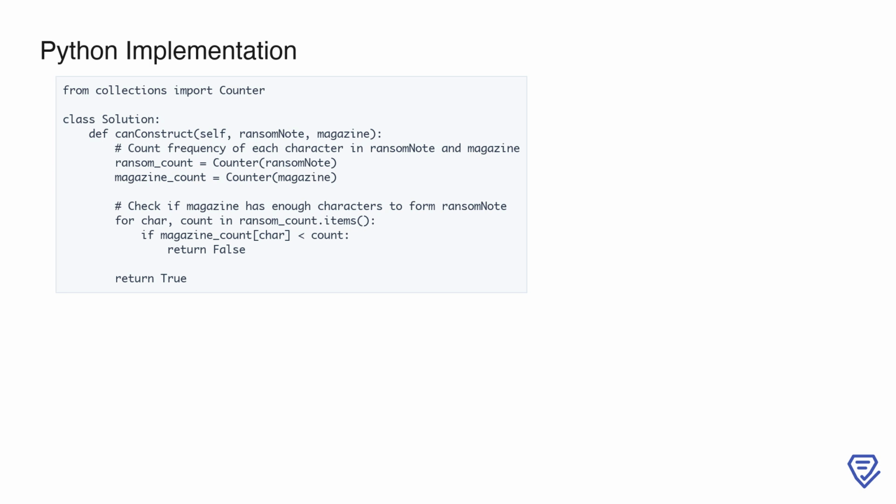Edge cases. If ransom note is empty, the function should return true since no characters are needed. If magazine is empty and ransom note is not, the function should return false. If ransom note contains characters not present in magazine, the function will correctly return false. Overall, this is a clean and efficient solution with a time complexity of O(n + m), and space complexity of O(u), where u is the number of unique characters in the input strings.